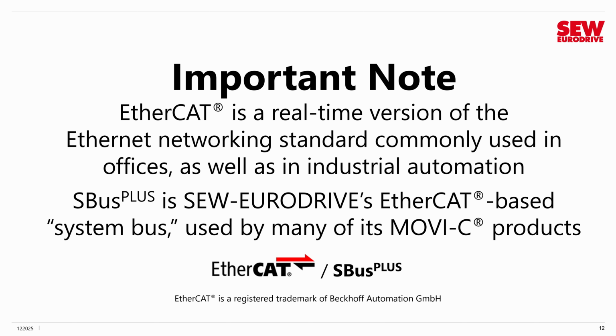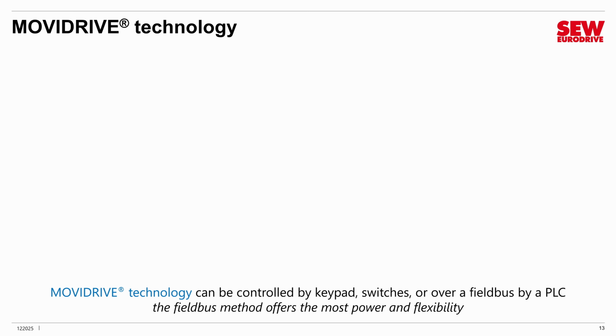It was developed by Beckhoff Automation, but it's been adopted by many equipment producers. SEW EuroDrive adopted it in its MOVI-C products, and we add our own protocols to it, and so we call it SBus Plus. But when we talk about SBus Plus, you can think EtherCAT. SBus, by the way, stands for System Bus, and you'll find it built in to the MOVIDRIVE technology and a variety of other VFDs.